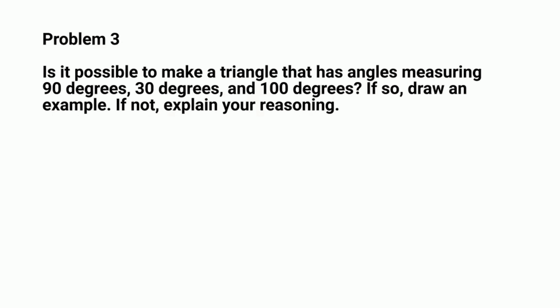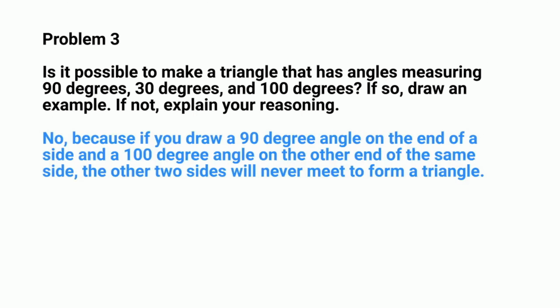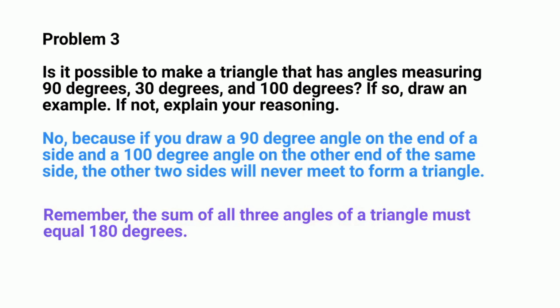Problem number 3. Is it possible to make a triangle that has angles measuring 90 degrees, 30 degrees, and 100 degrees? If so, draw an example. If not, explain your reasoning. No, because if you draw a 90-degree angle on the end of a side and a 100-degree angle on the other end of the same side, the other two sides will never meet to form a triangle. Remember, the sum of all three angles of a triangle must equal 180 degrees. So for this example, 90 degrees plus 30 degrees plus 100 degrees is well over 180 degrees.